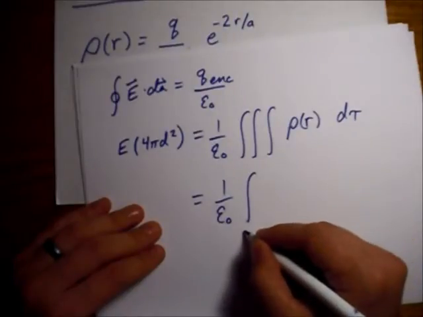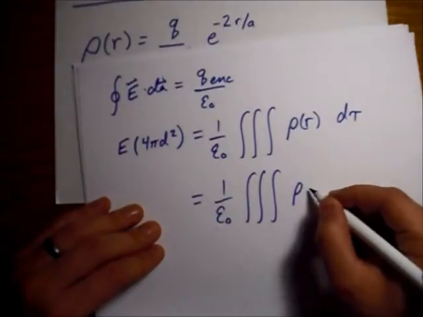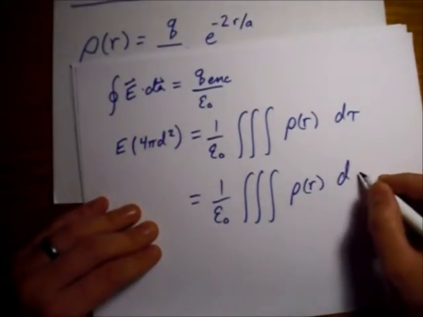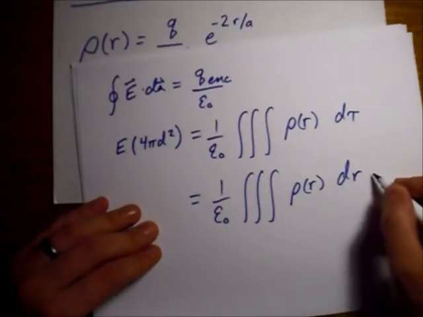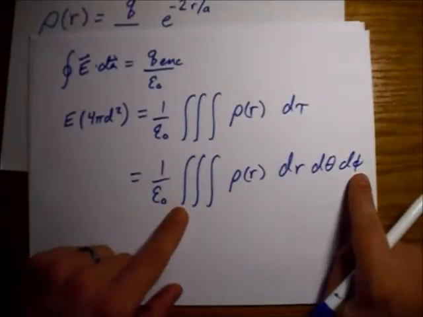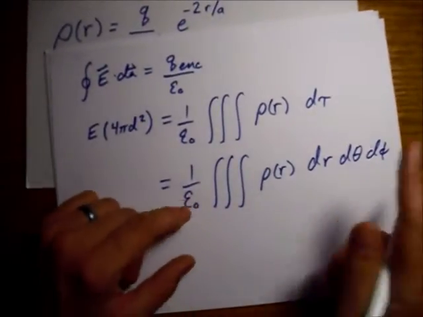Let me write this out real quick so we know what order we're going in: dr, d theta, d phi. Working from the outside inward, d phi is the azimuthal angle, right?